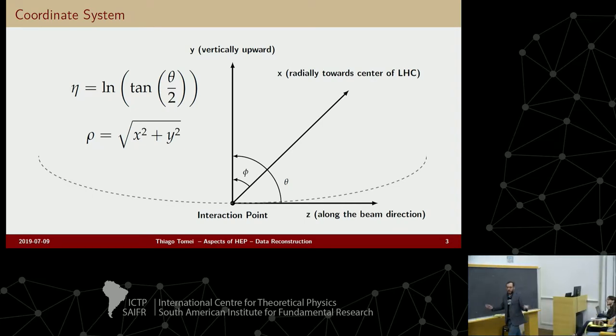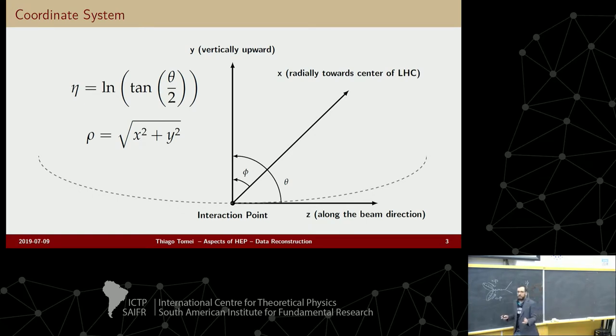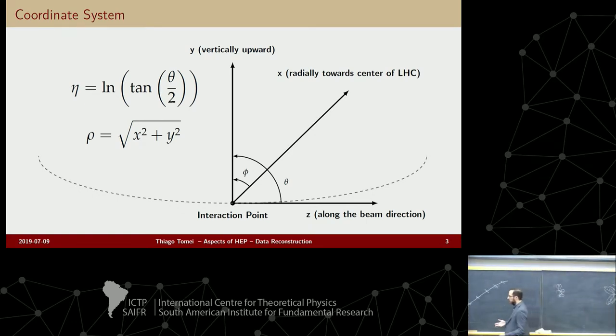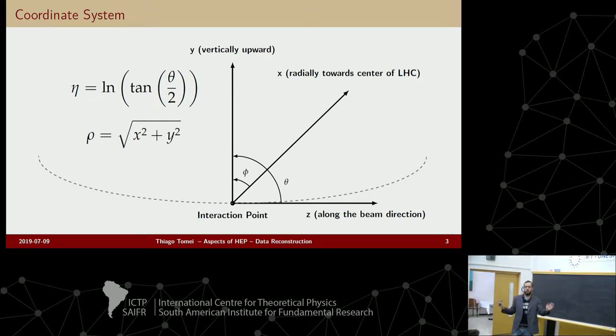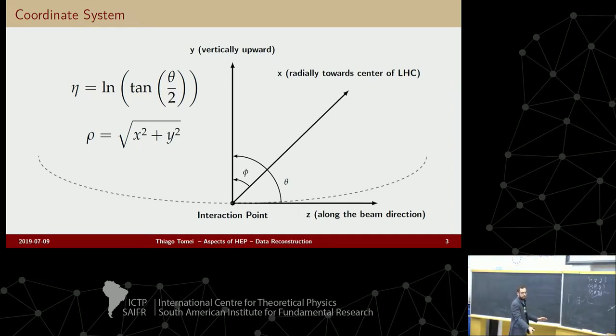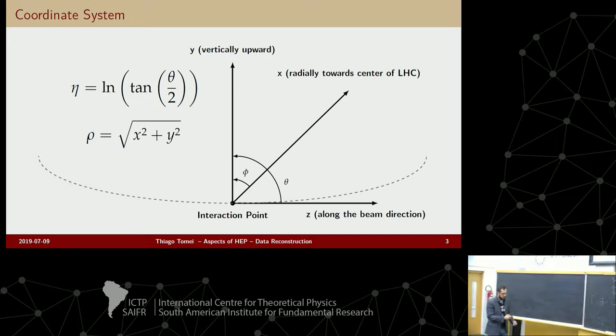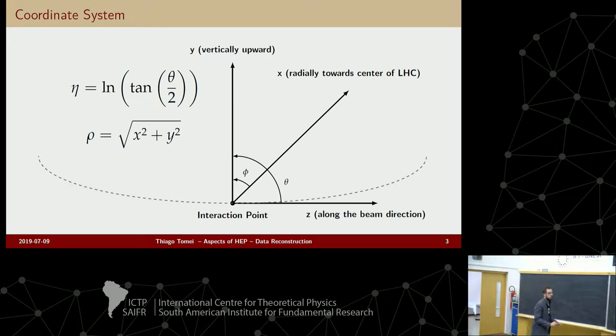And in the limit of massless particles, the rapidity and the pseudo-rapidity coincide. So instead of having x, y, z, or rho, phi, z, we use rho, phi, eta. And this is the standard of the field, okay? In hadron colliders. Lepton colliders are something else altogether because you don't have this problem of not knowing the initial momenta. You do. It's the momentum of the beam. That said, let's start with local reconstruction.